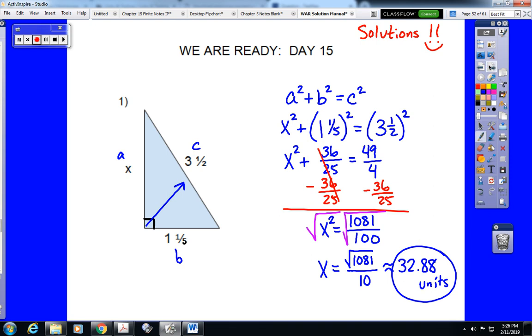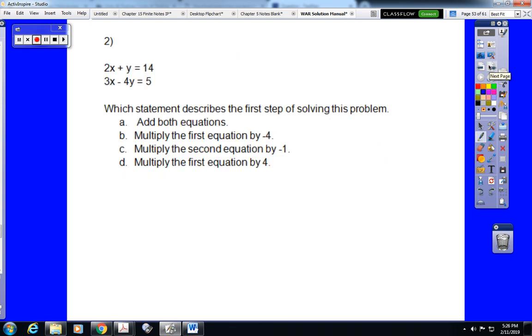Okay, moving on. So here we have a system of equations. It says, which statement describes the first step of solving this problem? Now, first of all, that's not how they would word it on the ISTEP. They would say, which statement describes an appropriate first step of solving this problem? Because, folks, there are multiple ways to solve this problem.